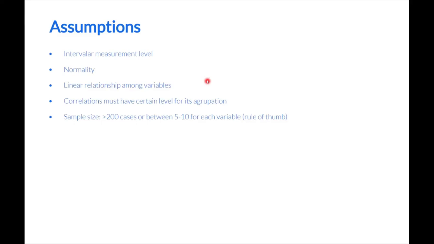And there are some rules of thumb about the sample size. For example, we need at least 200 cases. With less than 200 cases, we will have a lot of limitations about the complexity of the model, for example. Or between 5 and 10 cases for each variable. But these are only rules of thumb. And we will have another problem when we have huge samples, because the most important fit index, the chi-square, is very sensitive to the sample size. And in that case, all the time we will have to observe the sample size.